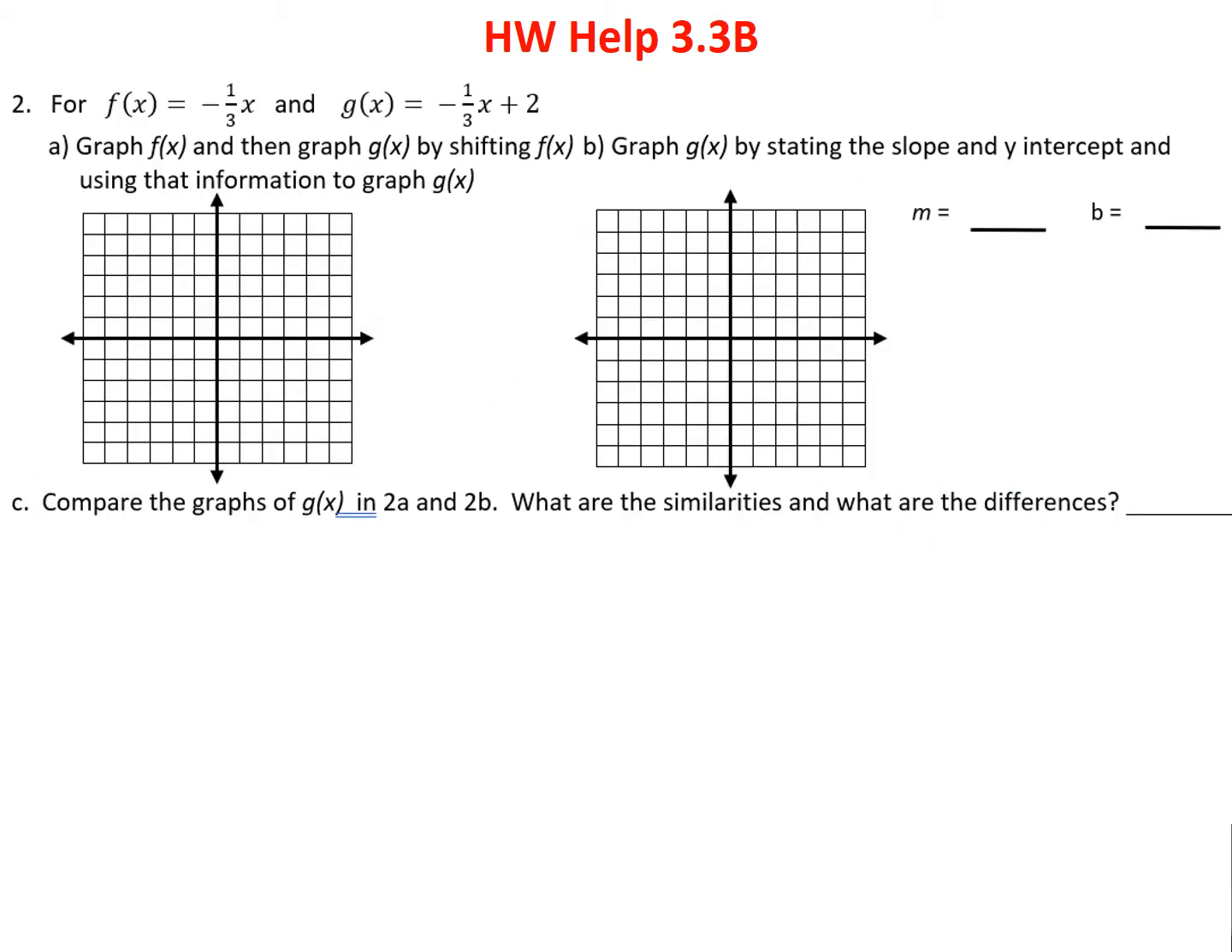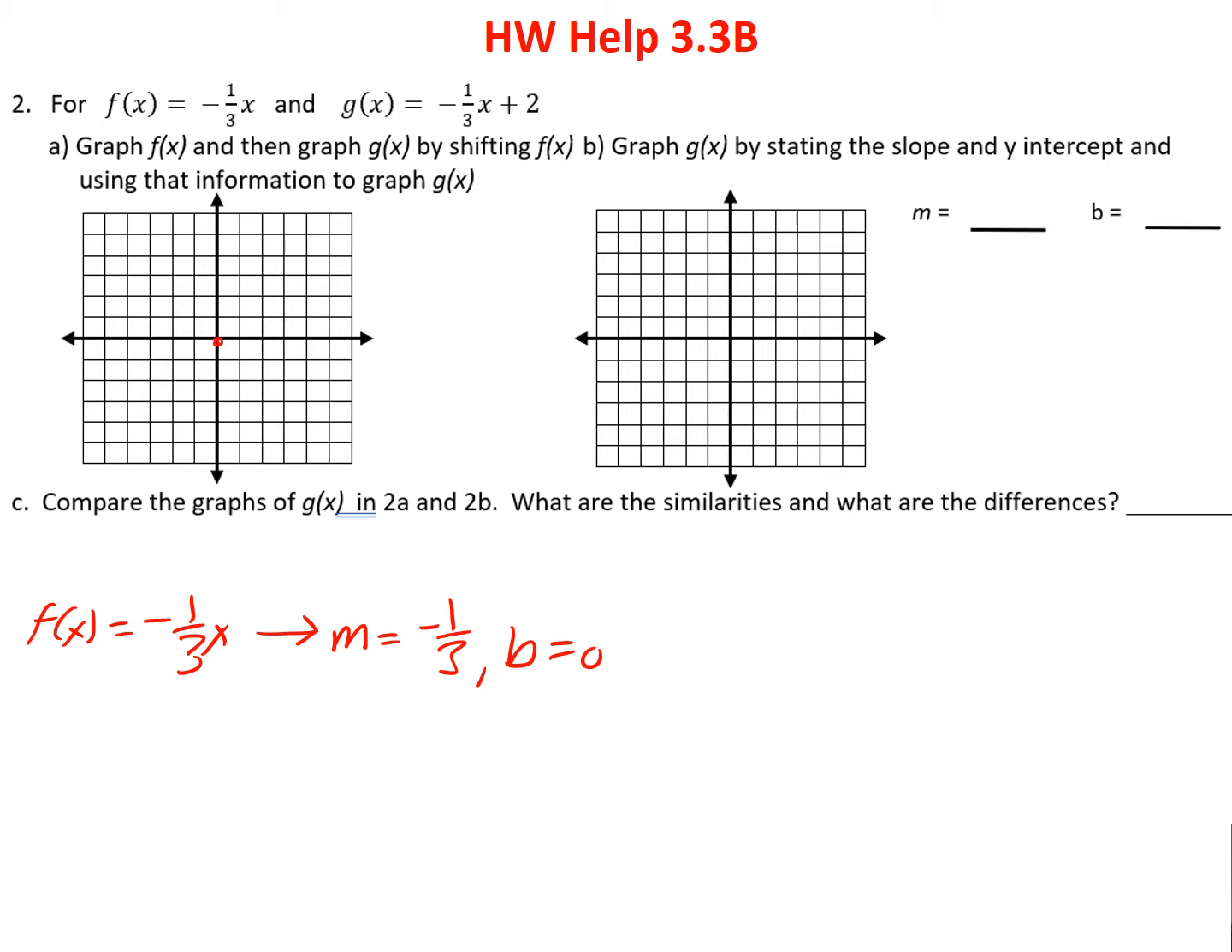Problem 2 gives us two equations, f of x equals negative 1/3 x, and g of x, which equals negative 1/3 x plus 2. In part A, it says graph f of x and then g of x by shifting f of x. So let's graph f of x first. So notice that if f of x equals minus 1/3 x, that means that m equals minus 1/3 and b is 0. So I get my 0.